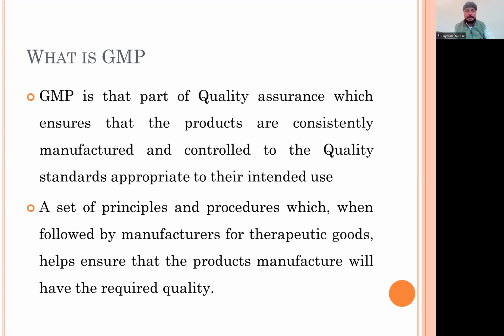And basically, GMP is a set of principles and procedures, which when followed by manufacturers of therapeutic goods, help ensure that the product manufactured will have the required quality. There are lots of principles by which we can maintain the quality. And second, procedures, the SOPs, standard operating procedures, which are generally used in manufacturing companies. So we can make quality by these principles and procedures given in GMP.